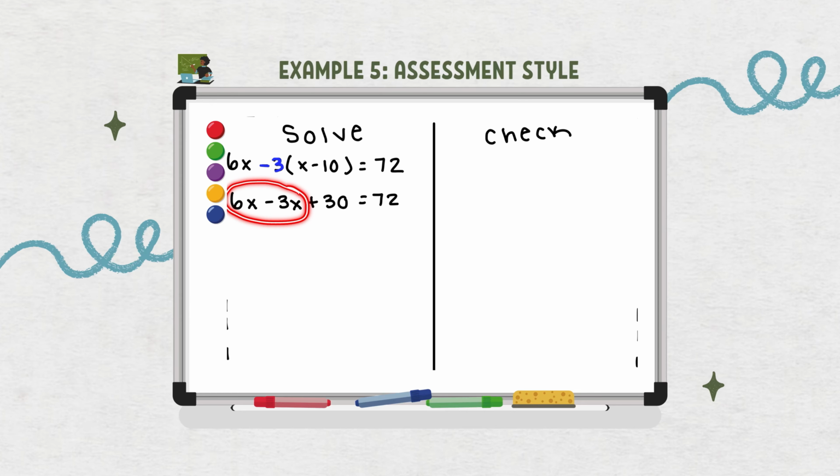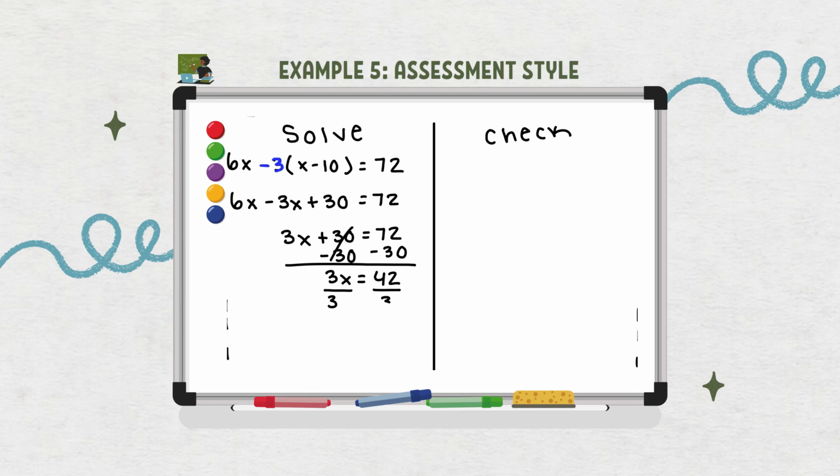Now we need to combine like terms on the same side, which means combine like normal. So 6x minus 3x is going to be 3x. We're going to leave the plus 30 equals 72 because we want to move numbers one step at a time. Now we need to move 30 to the other side of the equal sign. So the only way we can do that is through the inverse. Subtract 30 from both sides. That leaves us with 3x equals 72 minus 30, which is 42.